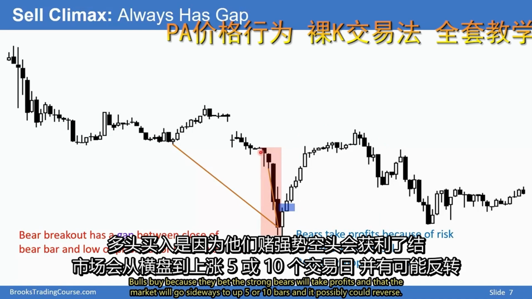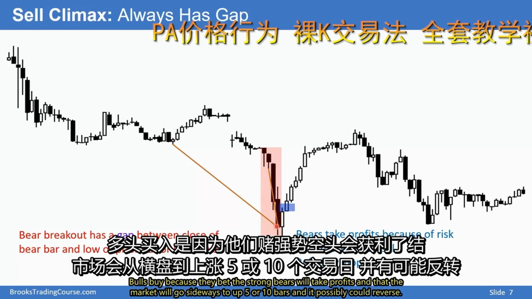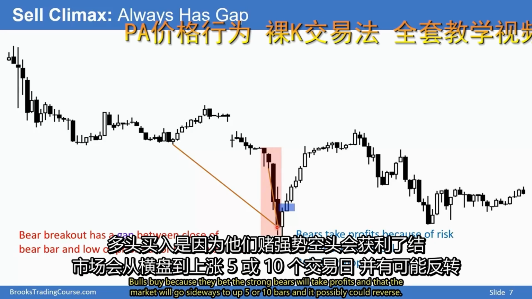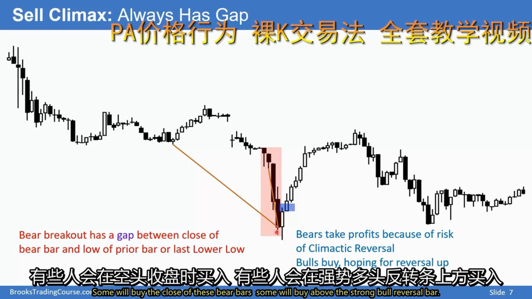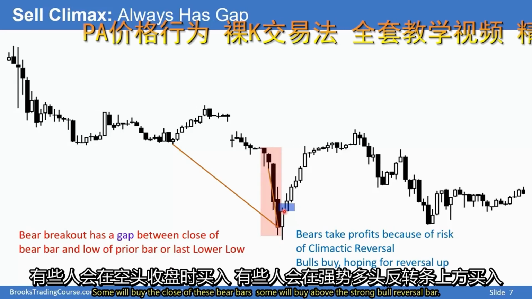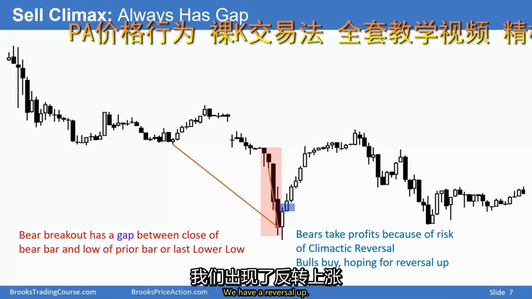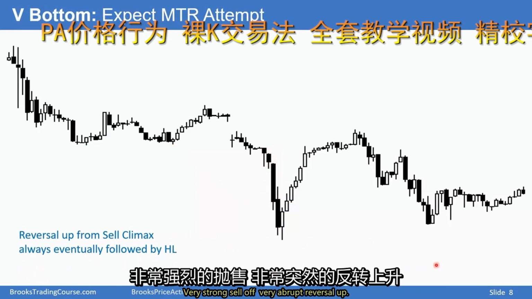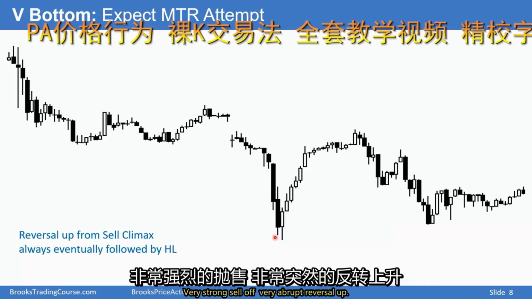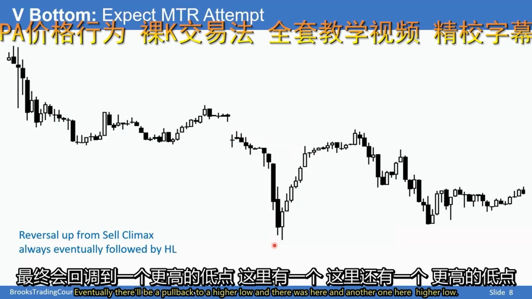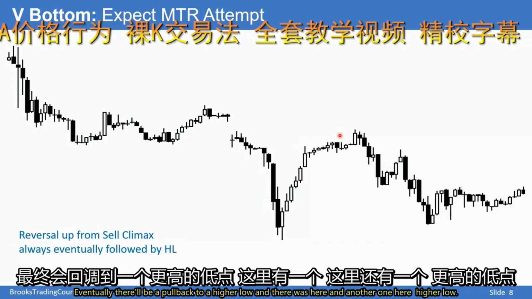Bulls buy because they bet the strong bears will take profits and that the market will go sideways to up for 5 or 10 bars, and it possibly could reverse. Some will buy the close of these bear bars. Some will buy above the strong bull reversal bar. We have a reversal up. You can call it a B bottom. Very strong sell-off, very abrupt reversal up.